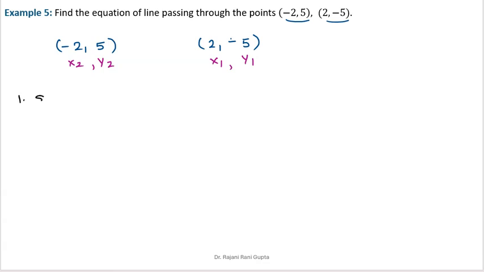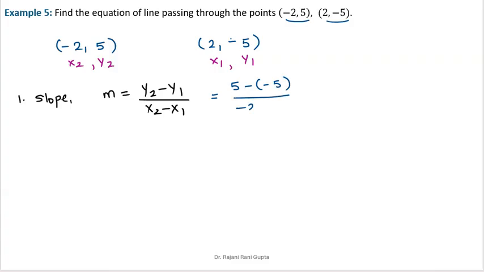So first thing is finding the slope, which is m, y2 minus y1 over x2 minus x1. So this gives you y2 is 5 minus of minus 5 over x2, that is minus 2 minus 2, giving you 10 over minus 4. It's always better to simplify. So this gives you minus 5 over 2. So you have your slope as minus 5 over 2. Then equation of line.